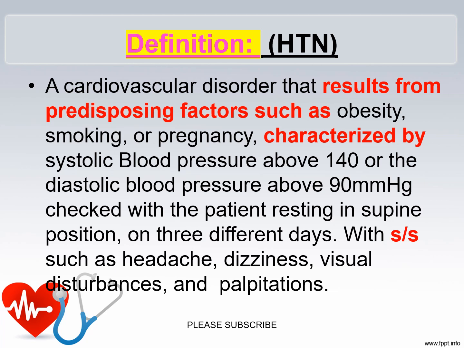Okay, so here our definition for hypertension is a cardiovascular disorder that results from predisposing factors such as obesity, smoking, or pregnancy, characterized by systolic blood pressure of above 140 or diastolic pressure above 90 millimeters of mercury. Then this should be checked with the patient in supine position on 3 different occasions, with signs and symptoms such as headache, dizziness, visual disturbance, and palpitations. Those 3 things complete your definition and get you the 5 marks.